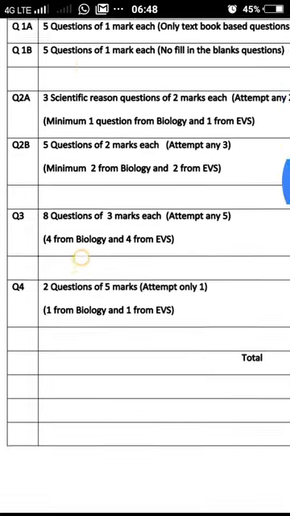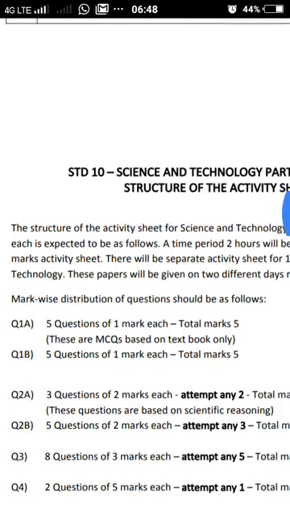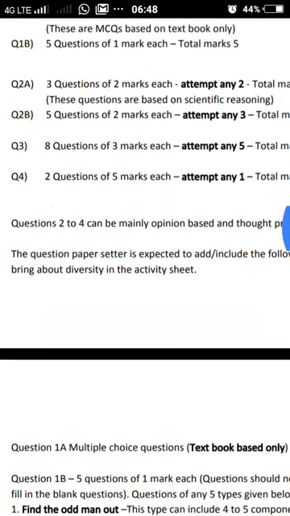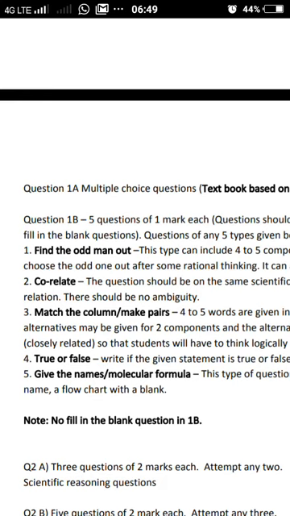Now let's see which type of questions can be there for which question. For example, question number 1B: which type of objective questions will be there. Like question number 1A, multiple choice questions, we know that all 5 questions will have options, 4 options will be given for every question and each will carry 1 mark. But question number 1B is an objective type question, but all the questions will not be of the same kind. Here the different types are shown.